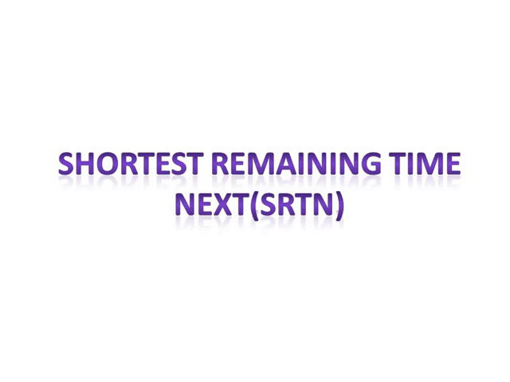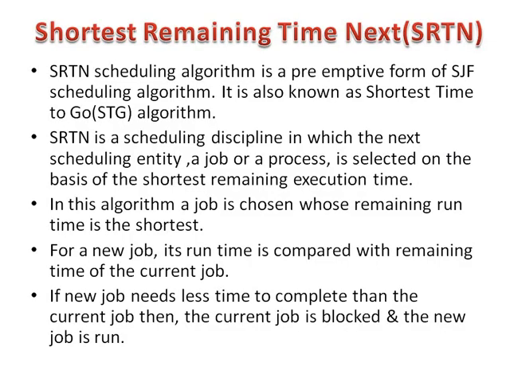Let's see the description of this algorithm. Shortest remaining time next, that is the SRTN scheduling algorithm. The SRTN scheduling algorithm is a preemptive form of the SJF scheduling algorithm. SRTN is the preemptive form of shortest job first scheduling algorithm. So, it is also known as shortest time to go, that is the STG algorithm.